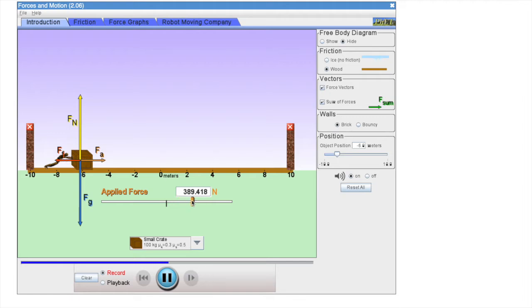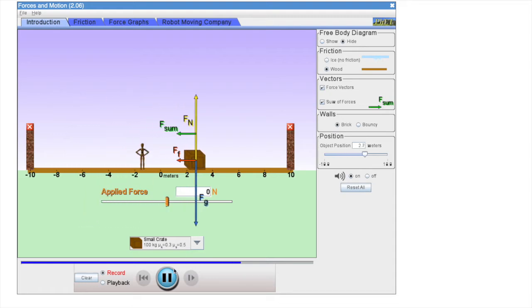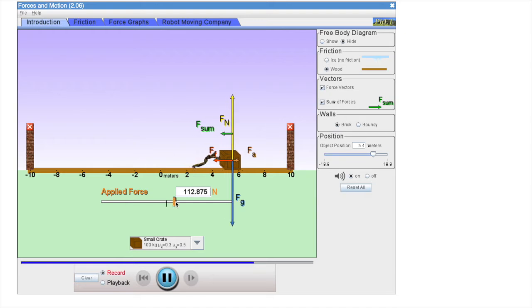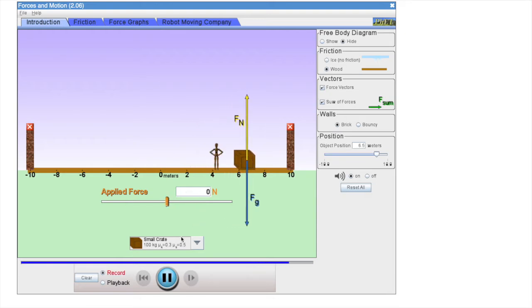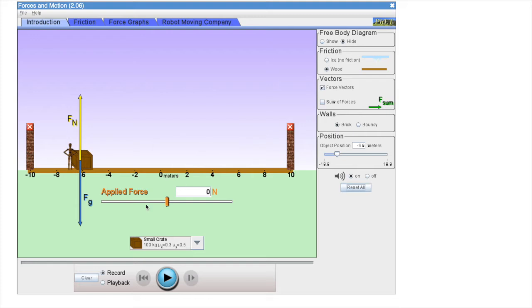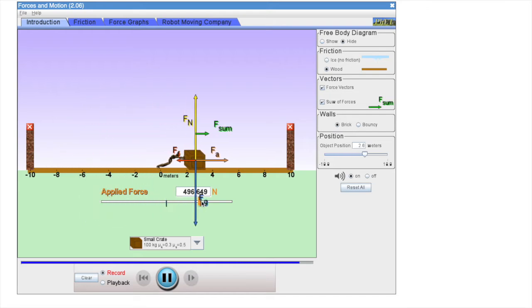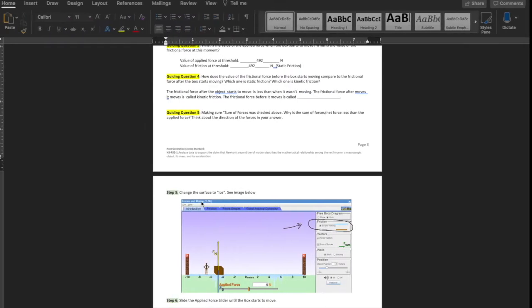Okay, and let's go ahead and see it move. So the sum of forces to the right, and when it was to the right, it was less than... okay, so let's take a look. All right, the sum of forces is to the right and it's less than the applied force. So why is that the case?